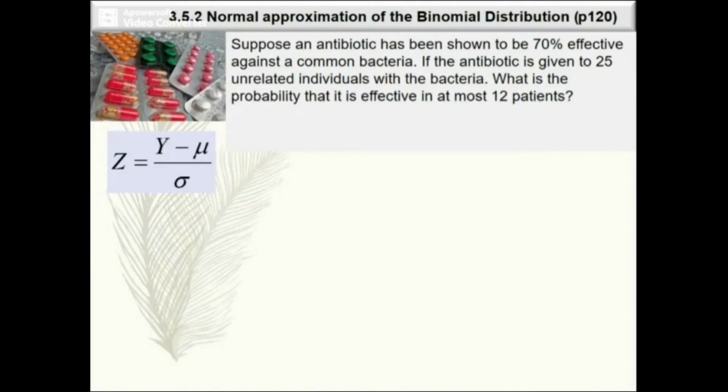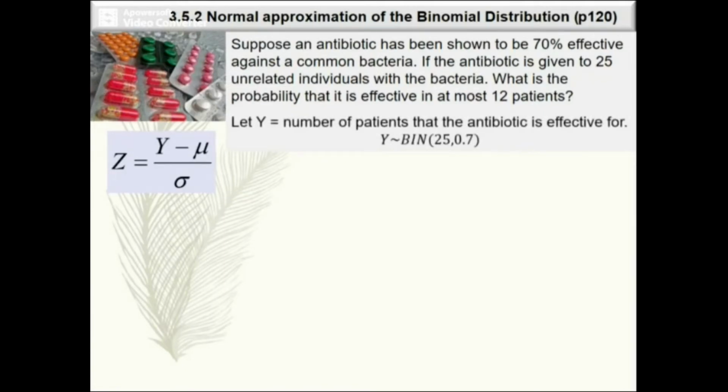Okay, so let's follow that same procedure. Identify a random variable. So Y is the number of patients that the antibiotic is effective for. Okay, and then it's a binomial 25, 0.7. So this really serves just to highlight why it's so important for you to be comfortable with your chapter 3 work. So you needed to have picked up that this thing has a binomial distribution.